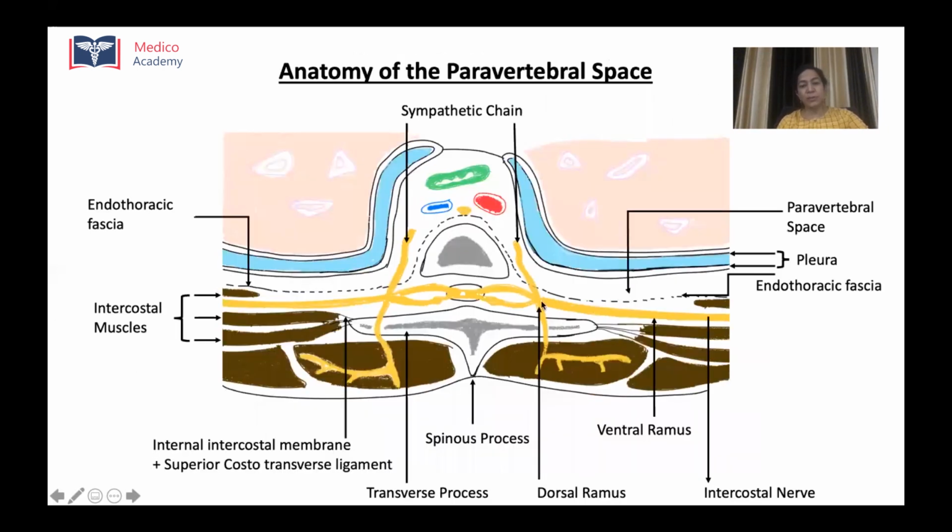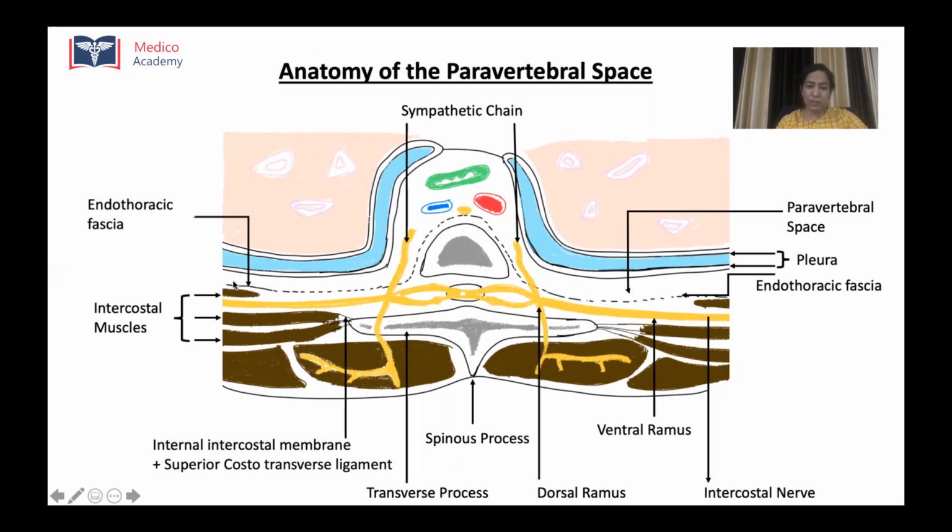Coming to the anatomy of the paravertebral space, here we have the vertebra, and this here is the paravertebral space. So the boundaries of the paravertebral space are medially it is formed by the vertebral body, the intervertebral discs, as well as the intervertebral foramina. Anterolaterally, it is formed by the pleura, and posteriorly, it is made up of the transverse process as well as the superior costotransverse ligament. So this here is the paravertebral space.